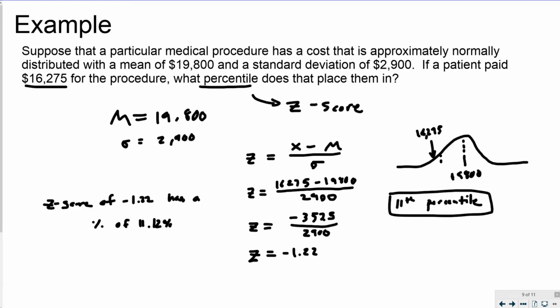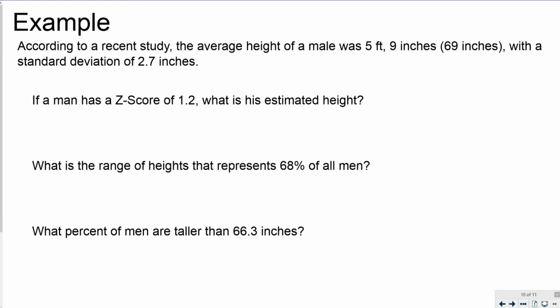And then we move on to the final one. More z-scores. According to a recent study, the average height of a male was 5 foot 9 inches, so 69 inches is the mean. And the standard deviation was 2.7 inches. So both of those are marked with quotation marks for inches because that's shorthand for inches. If a man has a z-score of 1.2, what is his estimated height?